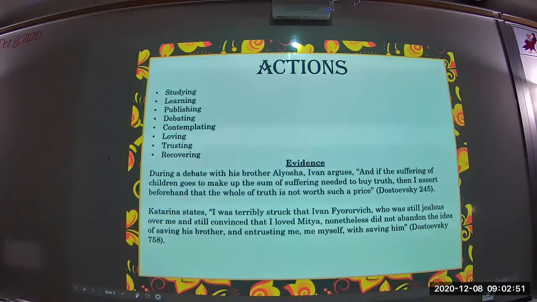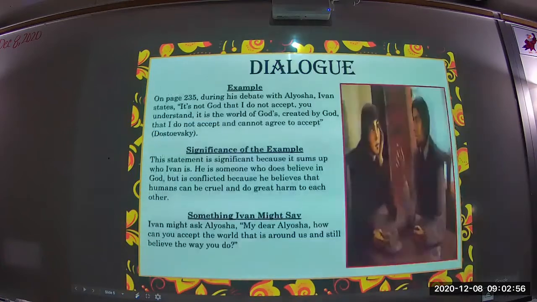Pretty simple. Any questions so far? How many pages are in this book? 5 something? No, 7 something? Okay.